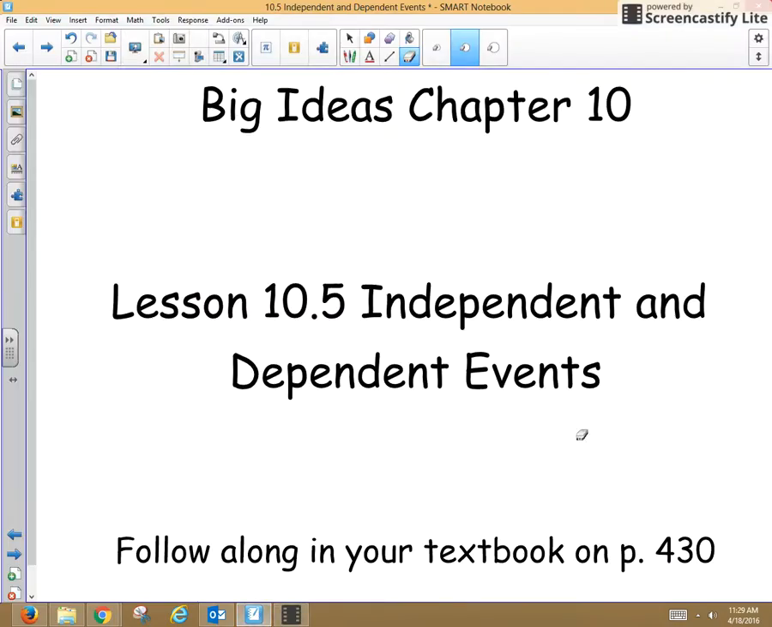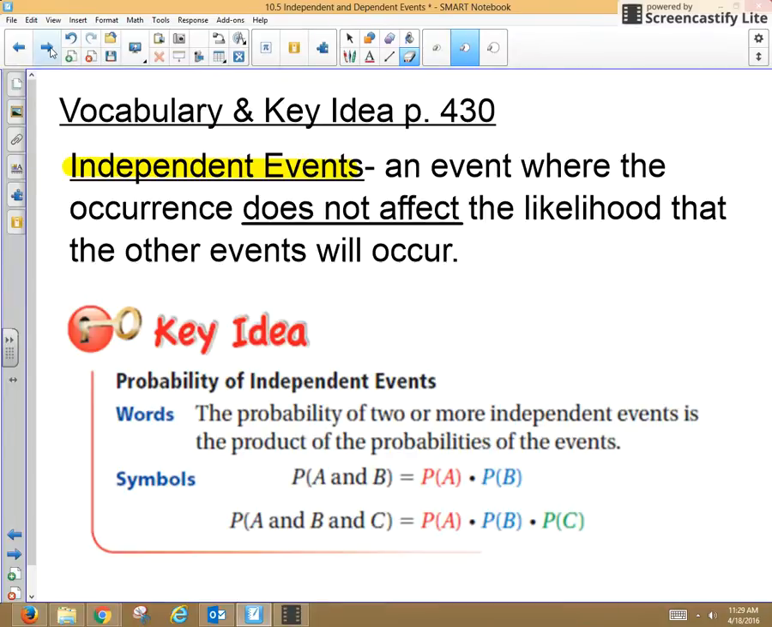Hello students, today we are covering 10.5, independent and dependent events. So follow along in your textbook on page 430. Let's start with some vocabulary and key ideas.